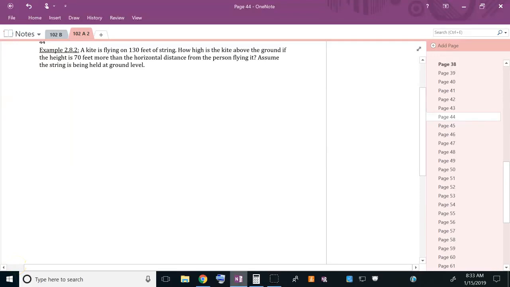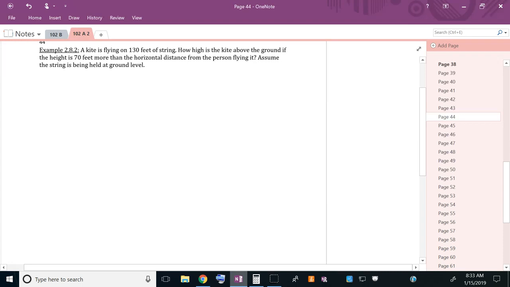Math 102, example 2.8.2. So now let's see another type of example for quadratics. Here I've got a kite flying on a string. That string is 130 feet long. And we would like to know how high is that kite above the ground if that height is 70 feet more than the horizontal distance from the person flying it.